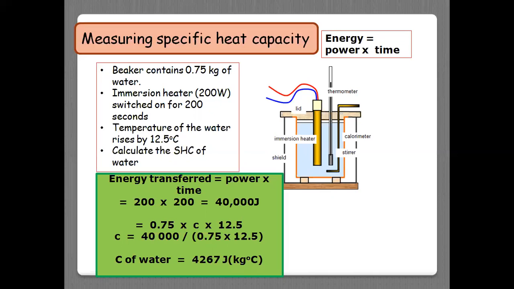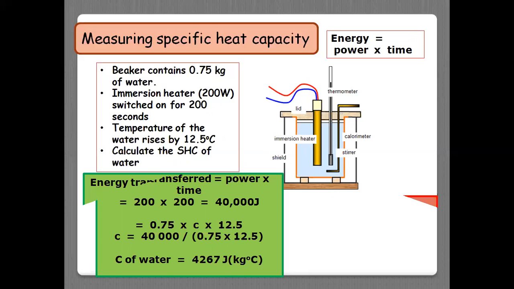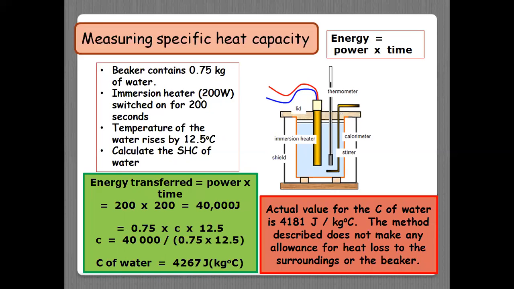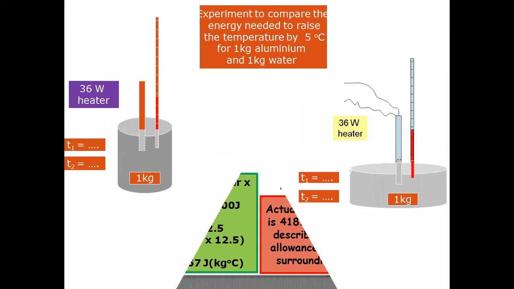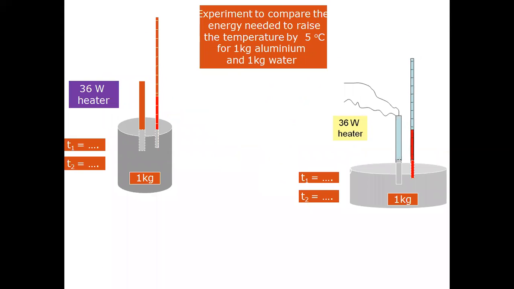So this is in a practical way. As you see, the actual value of the specific heat capacity of water is 4,181. Now, the method described does not make any allowance for heat loss to the surroundings or the beaker. So this is the general description of the experiment. Now let us go to details.